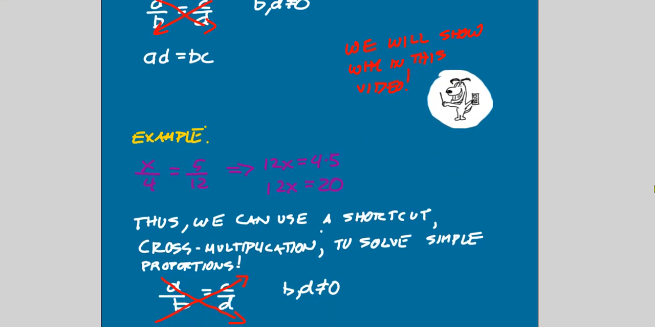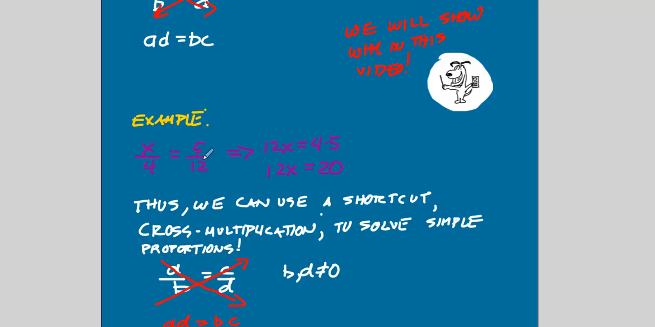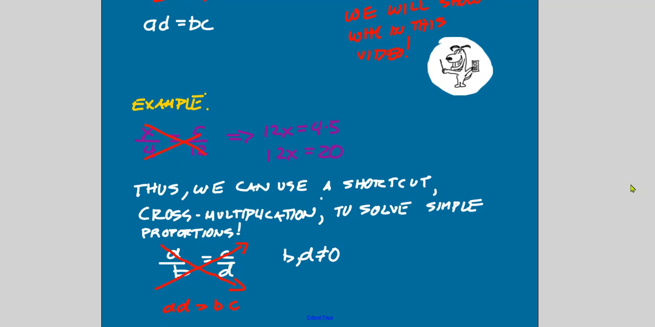So again, another example problem. Suppose I had x over 4 equals 5 over 12. I'm saying you can cross multiply: 12x equals 4 times 5, or 12x equals 20. So we're going to show that you can use a shortcut, cross multiplication, to solve simple proportion problems.